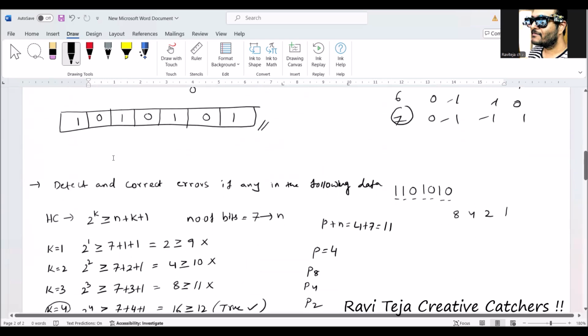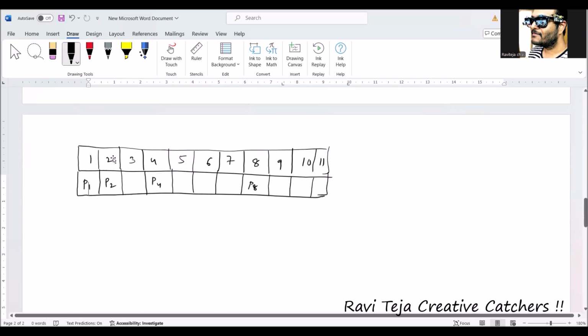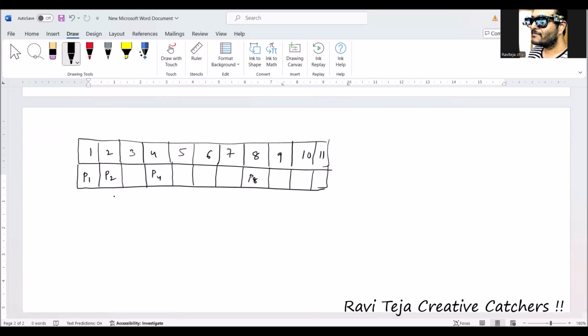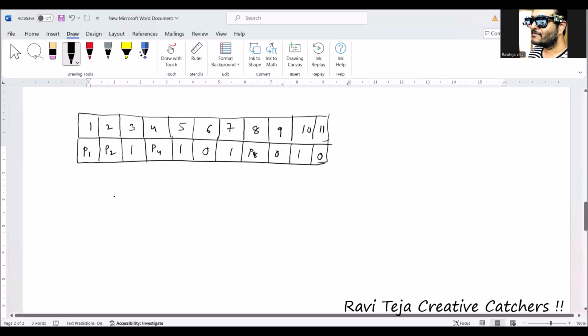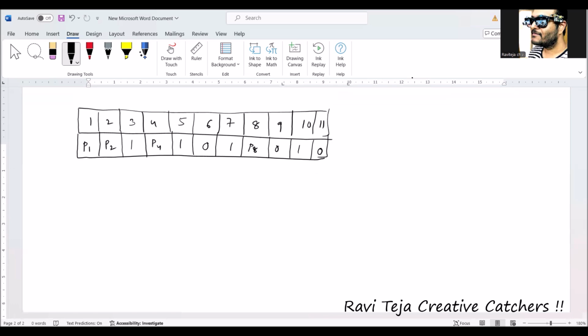Okay. So what is the data we have taken? The data is 1, 1, 0, 1, 0, 1, 0. So fill that data in the given boxes. Okay. So this is how to fill the data. Now, as the parity bits are 4, consider the 8421 format, 8, 4, 2, 1, with respect to 0 to 11: 0, 1, 2, 3, 4, 5, 6, 7, 8, 9, 10, 11.